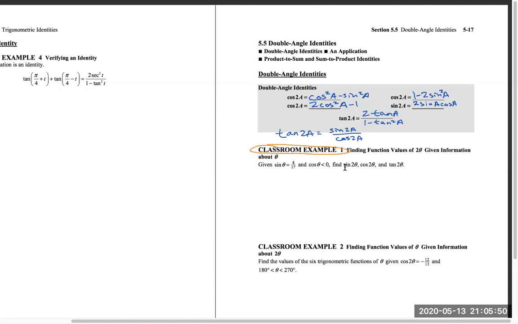And actually, before we talk about that, let me step back a little bit here. The reason why I'm going about that, think about your general formulas first. So I'm looking for sine 2 theta. And I know that the formula is 2 sine theta cosine theta. Okay. So I have sine theta already, but I'm missing cosine theta.